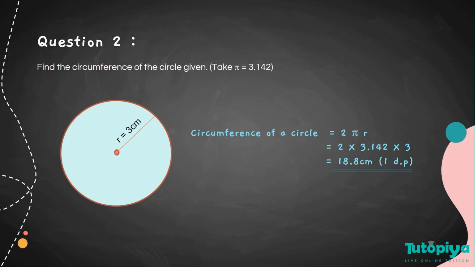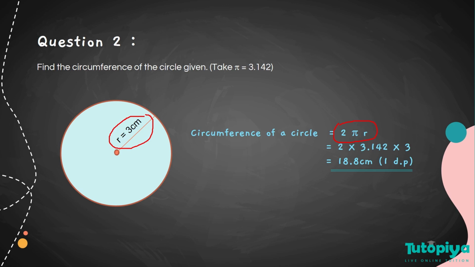Question number 2. Find the circumference of the circle given. Take pi as 3.142. The difference between question number 1 and question number 2 is that here they have given you the value of the radius. Radius here is 3 centimeters. So we are going to use the formula for the circumference of a circle, 2 pi r. Now I think you have understood clearly where we need to use pi d and why we need to use 2 pi r.